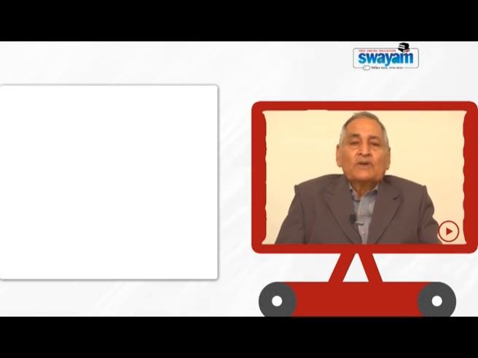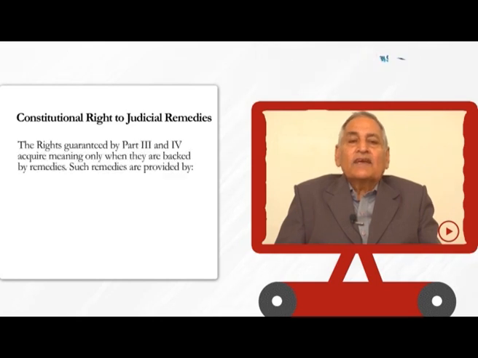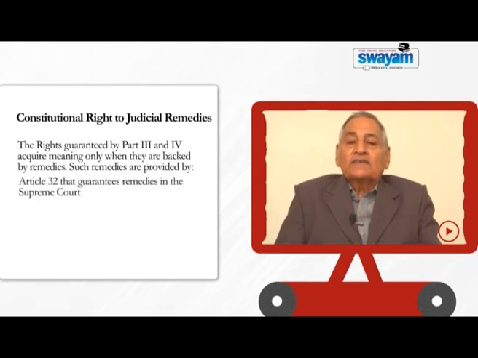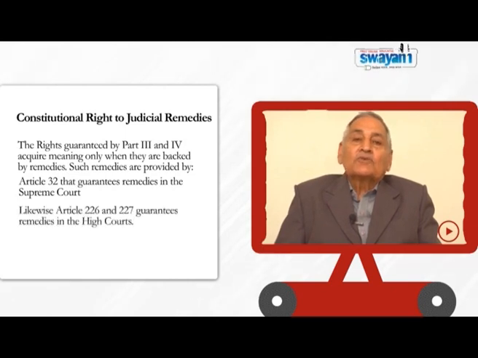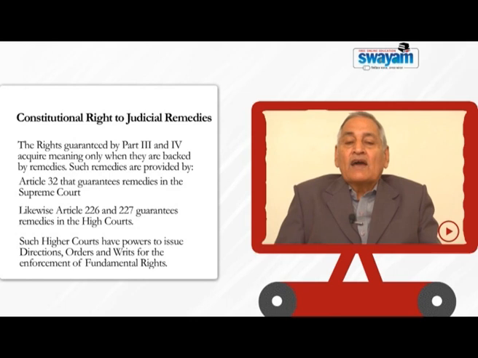Now you come to the last of the constitutional foundations, and that is the constitutional right to judicial remedies. The rights guaranteed in Parts 3 and 4 acquire meaning only when they are backed by remedies. Such remedies are provided by Article 32, which guarantees remedies in the Supreme Court, and likewise Articles 226 and 227, which guarantee remedies in the High Courts. Such higher courts have powers to issue directions, orders and writs for the enforcement of the fundamental rights.